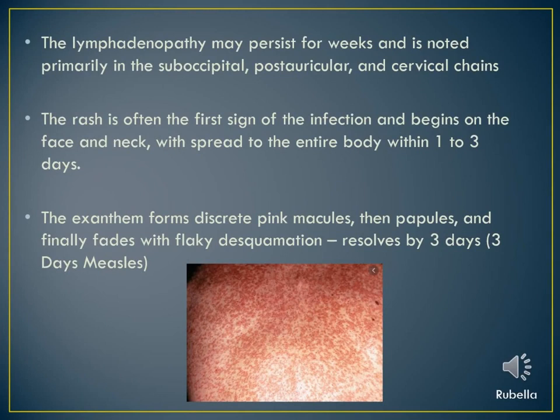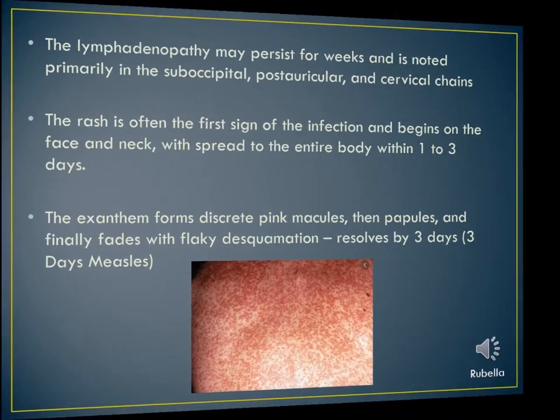The lymphadenopathy may persist for weeks and is noted primarily in the suboccipital, postauricular, and cervical chains. The rash is often the first sign of infection and begins on the face and neck, with spread to the entire body within 1 to 3 days. The exanthum forms discrete pink macules, then papules, which finally fade with flaky discoloration. Facial involvement often clears before the rash completes its spread to the lower body areas. Generally, the rash completely resolves by day 3, hence it is called 3 days measles.